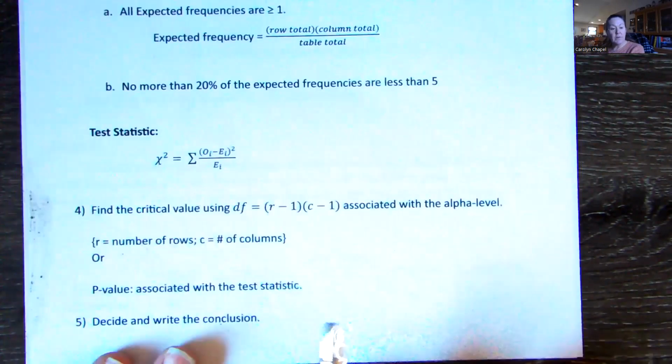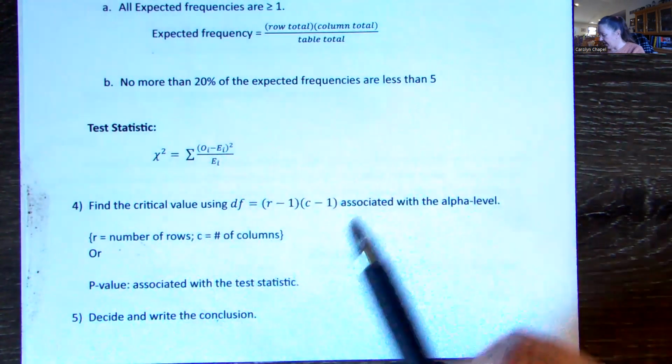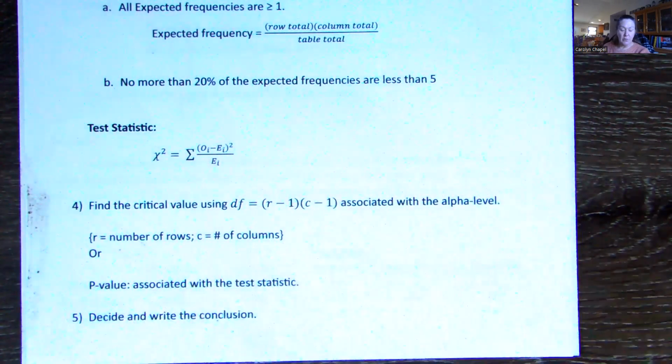Step 4, of course, is finding that critical value using our chi-squared table, or we could find that p-value, which will be given to us in StatCrunch. Again, I will show you how to do both just so we have them. And then again, we would make our decision.